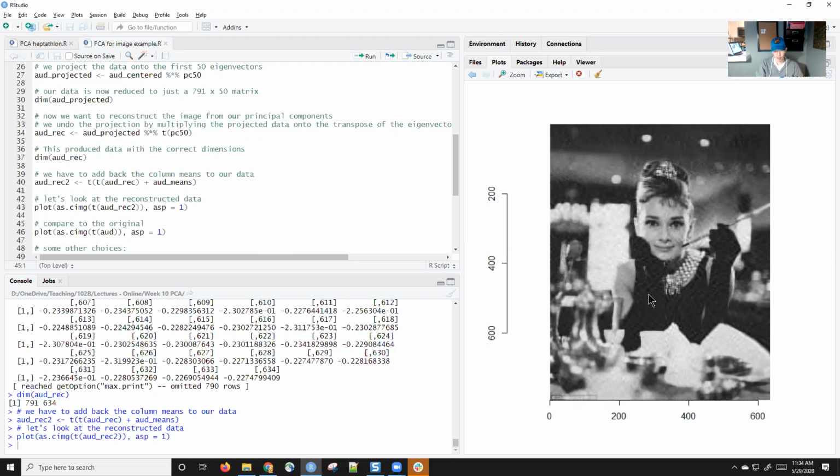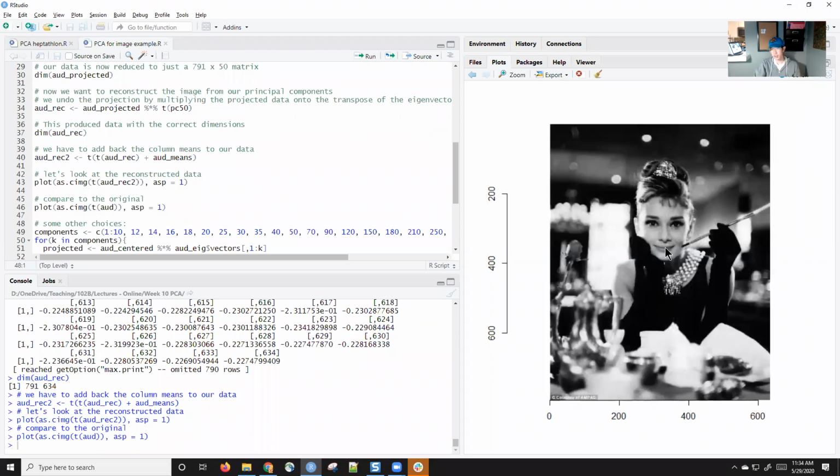Let me compare that to the original image. So this is the original image, and I hope, in what's being broadcast, you can tell the difference.